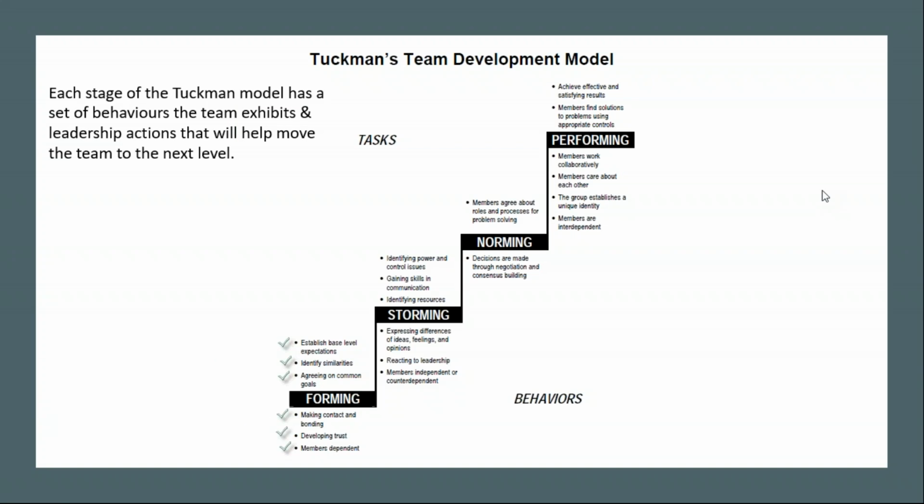Now you'll notice that there are the 4 stages in front of you, and you'll notice that on the top it talks about the tasks that have to be done and the behaviours that are exhibited during that stage. So we'll just unpack this a bit further so that we understand what this all means. So if you go right to the bottom and you look at the forming stage, the tasks are to identify similarities, agree on a common goal, establish a base level of expectation.